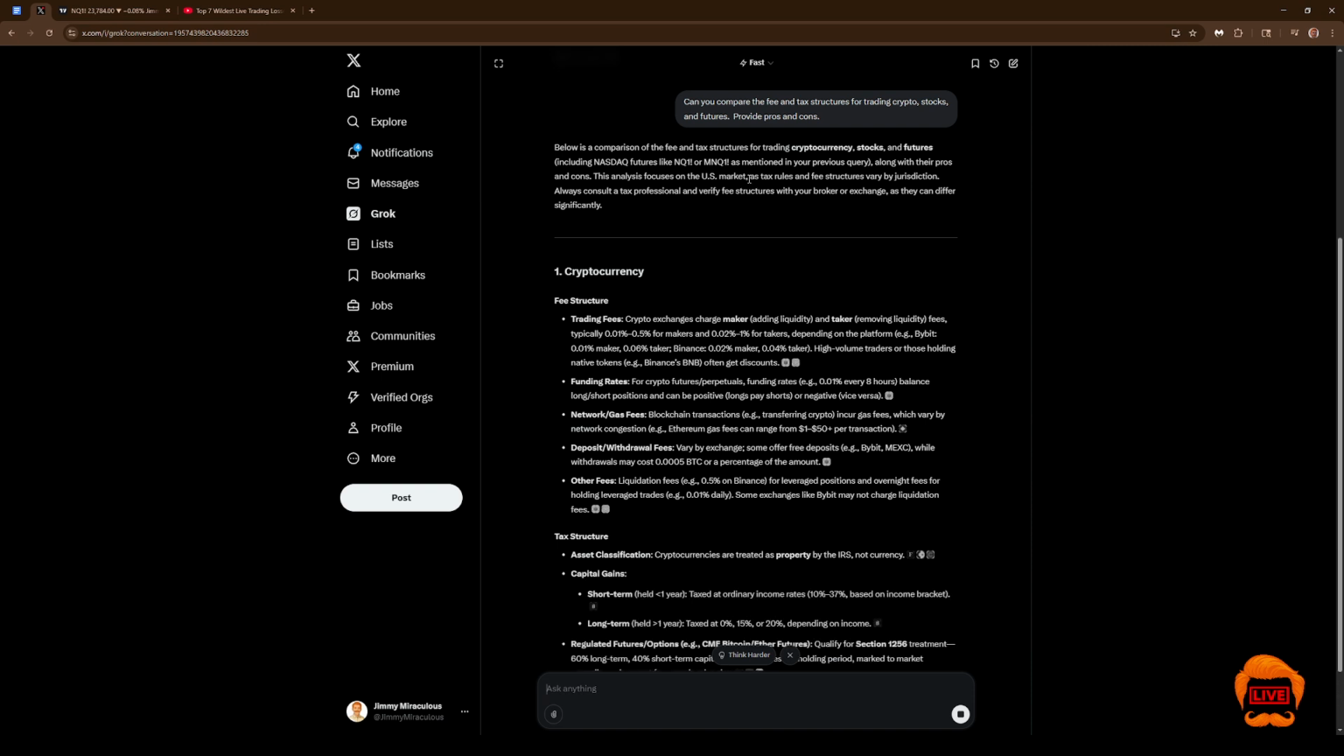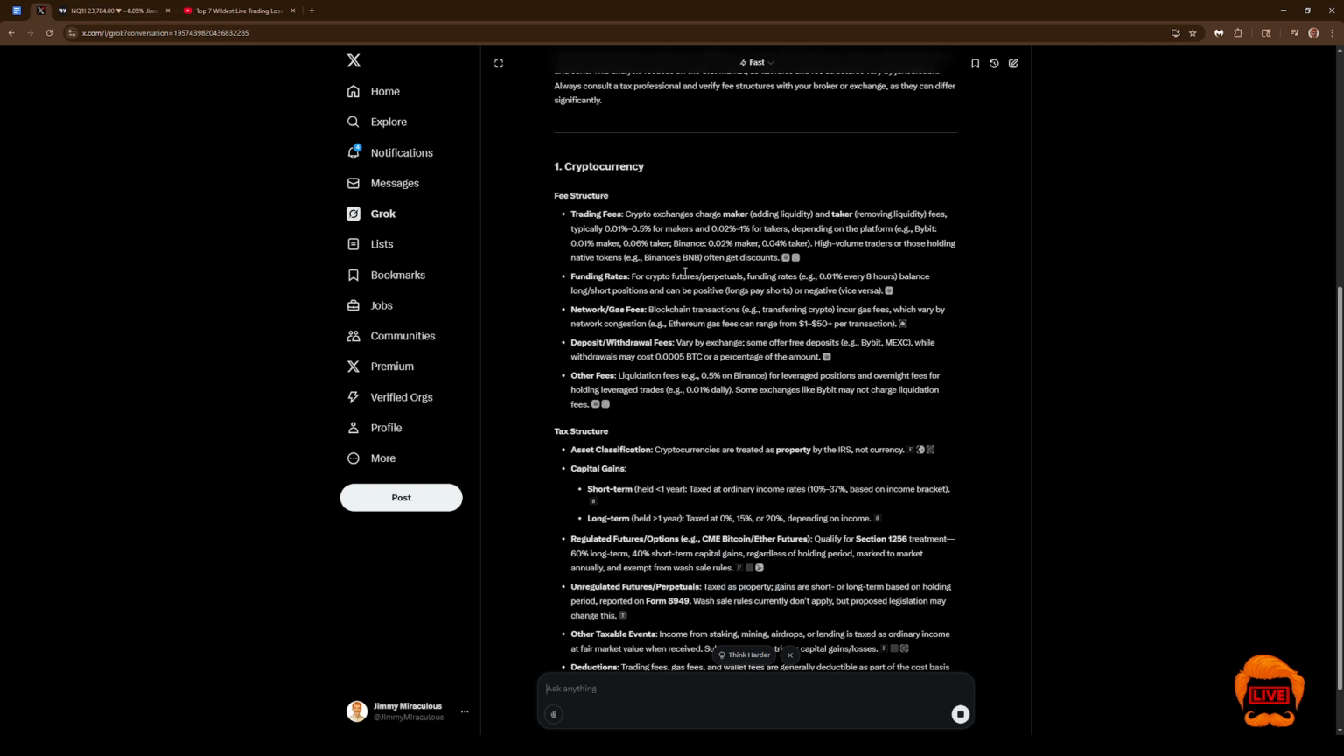This analysis focuses on the U.S. market. All right, fee structure. Exchanges charge maker and taker fees. Okay, it's a pretty small percentage, a half to 1%.